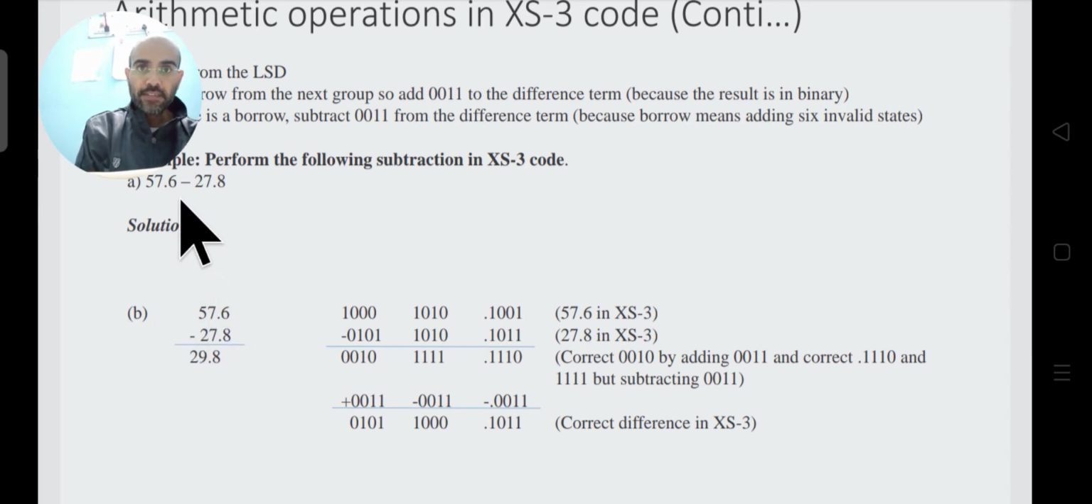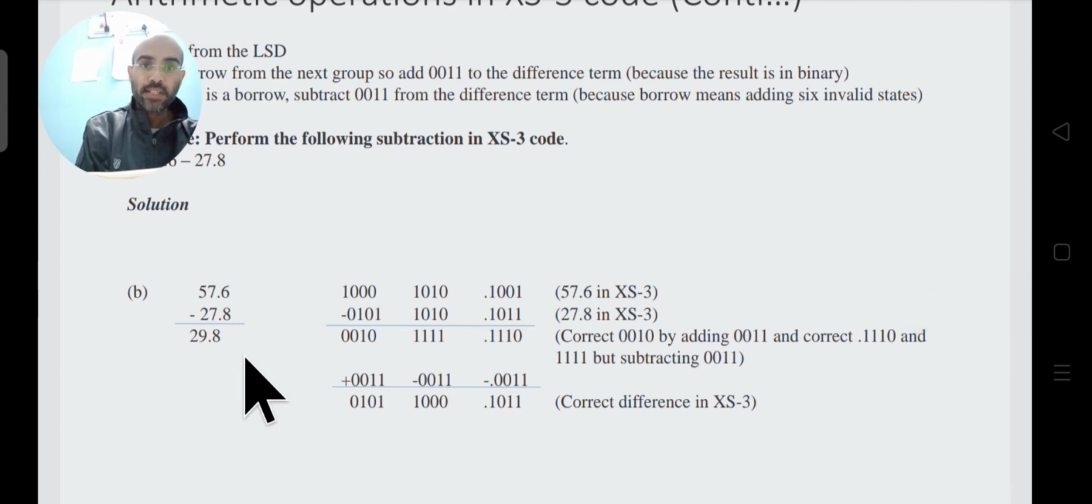So 57.6 minus 27.8. If I perform this subtraction, normally in the decimal number system it will be 29.8. Okay, 6 minus 8, you can do it very easily, it is 29.8. Now to perform the subtraction in excess 3, again I have to write each of these decimal numbers in BCD. So this is excess 3 for 57.6, then this is the excess 3 code equivalent for 27.8. Now we have to subtract, so I will perform the subtraction of this from this.